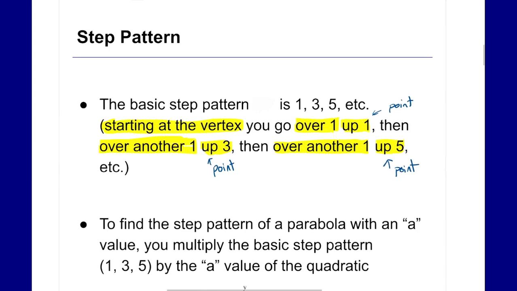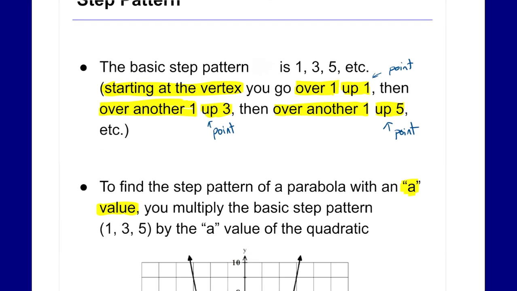To find the step pattern of a parabola or of a quadratic, we look for the a value. And when we find the a value, we multiply that basic step pattern, that 1, 3, 5, by that a value.